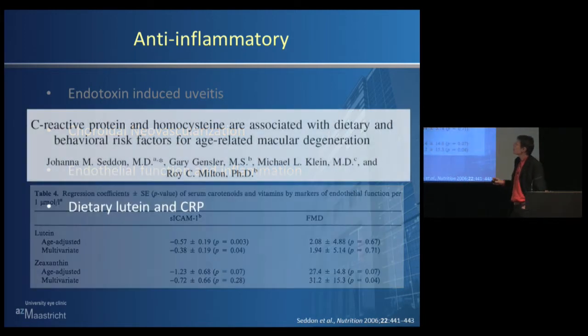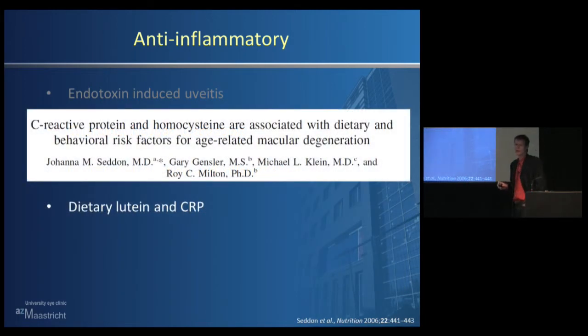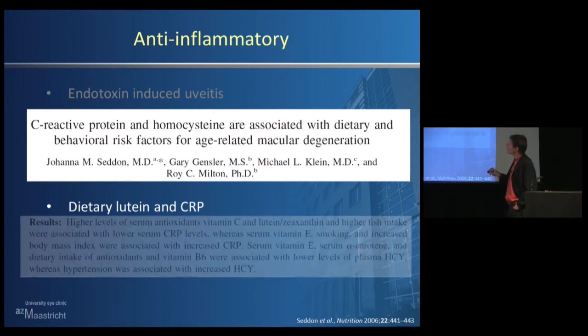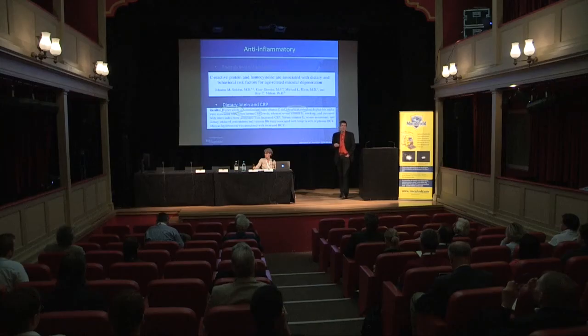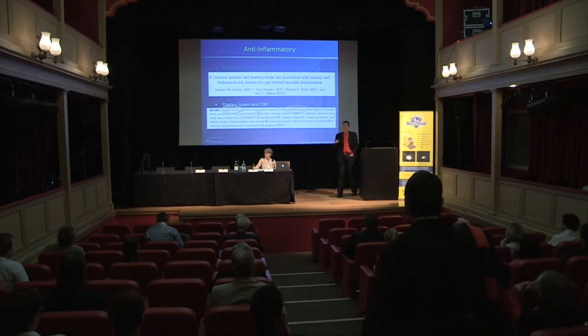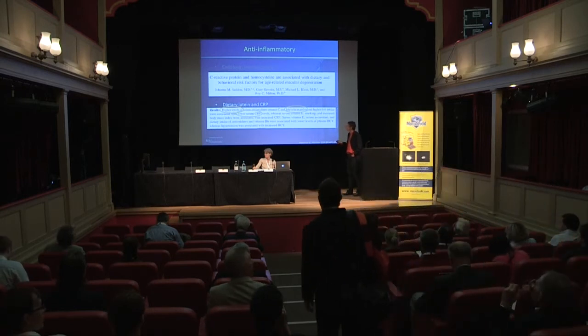And finally, I have to show you some results from Johanna Seddon's group, who looked at general inflammation, CRP, and dietary and behavioral risk factors for AMD, and what she found was that higher levels of lutein and zeaxanthin were associated with lower CRP levels. So again, lutein seems to be able to lower the inflammation status of patients.